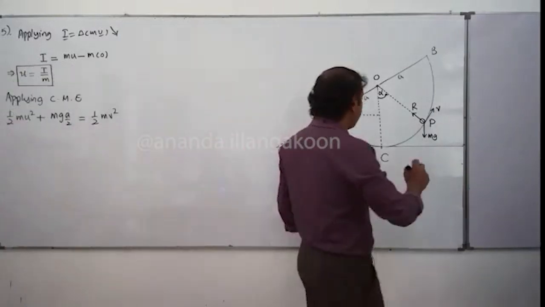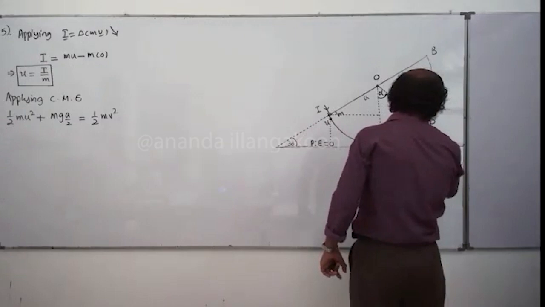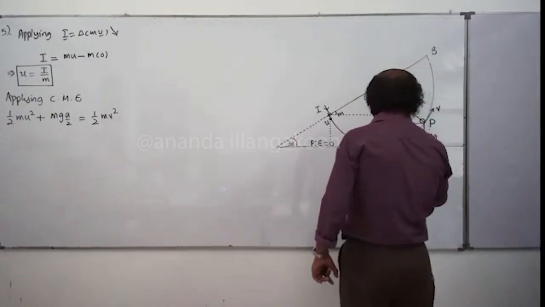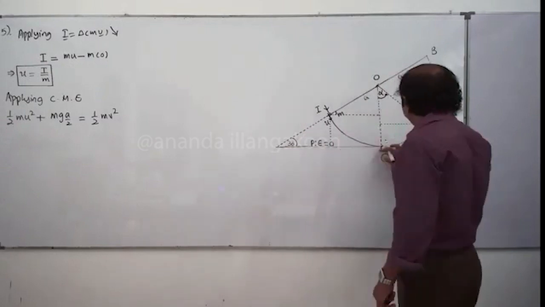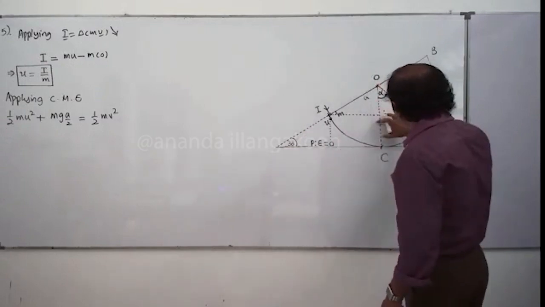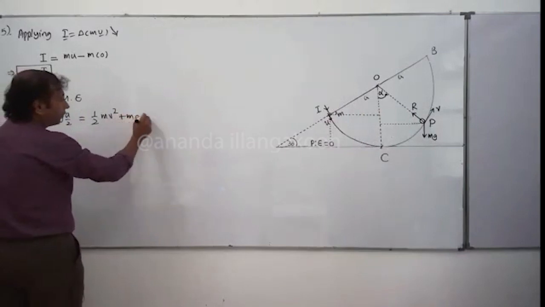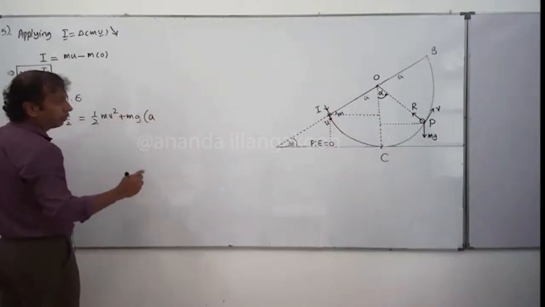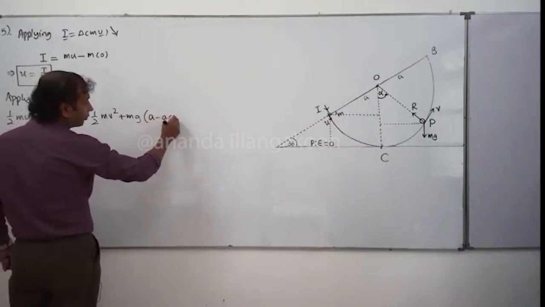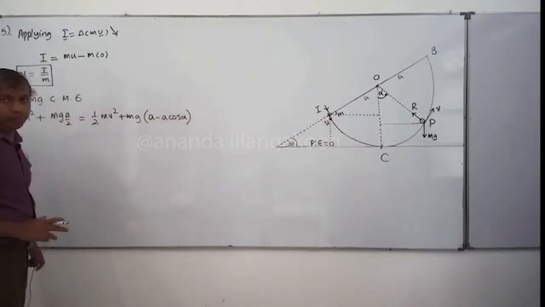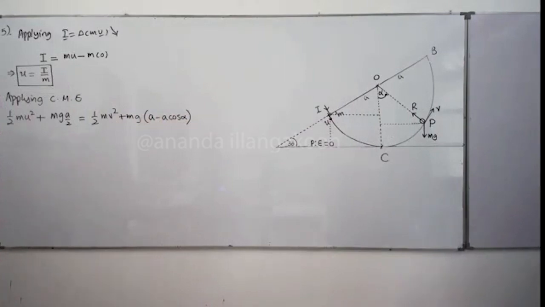We need this height. The whole height from here to here is A. This part is A cos alpha. From this A, when you subtract A cos alpha, we get that height in mgh. Whole height is A. From that, subtract A cos alpha. We get that. Then you can cancel this m, multiply by 2, and find that v square.